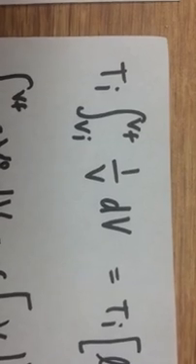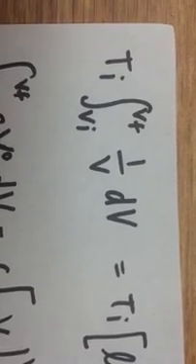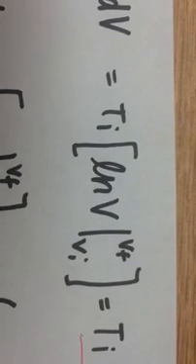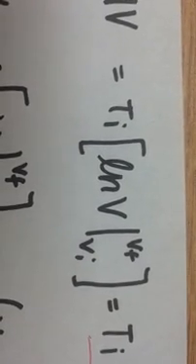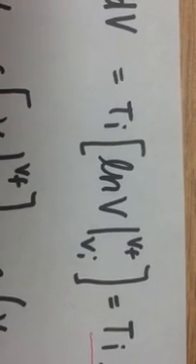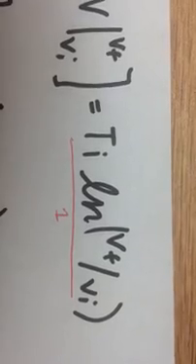With part 1, all we have to do is recognize this special case, 1 over V, and multiply it by our initial temperature constant. So we'll evaluate the natural log of V from V initial to V final, and because we have those special natural log subtraction rules, we end up with our first part being temperature initial times the natural log of V final divided by V initial.